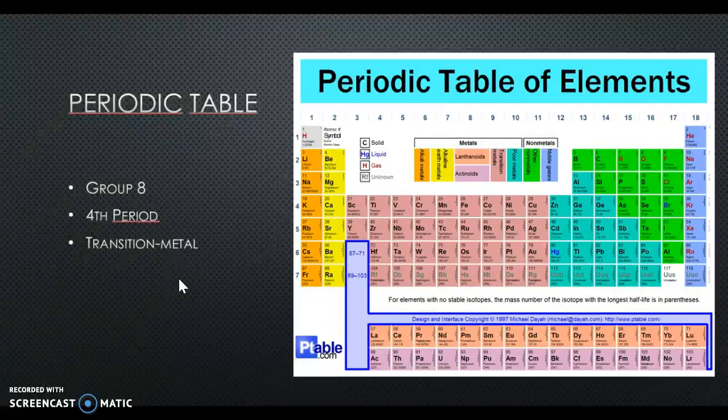When an element can form more than one type of ion, it's a transition metal, and they are often known by the high state of matter, which is the boiling point and the melting point. They are very strong and hard, and they are less reactive without O2 and H2O.